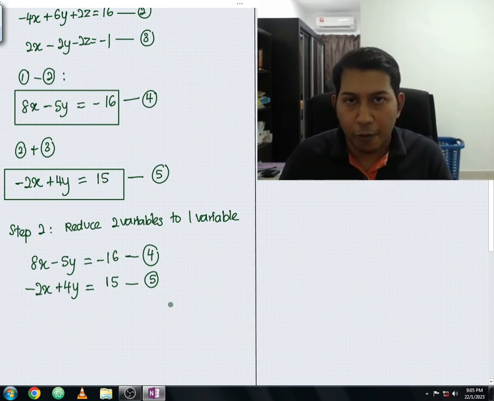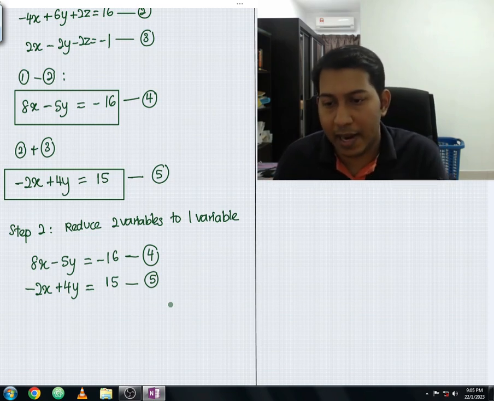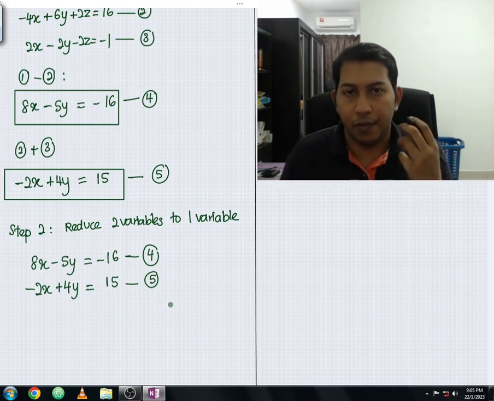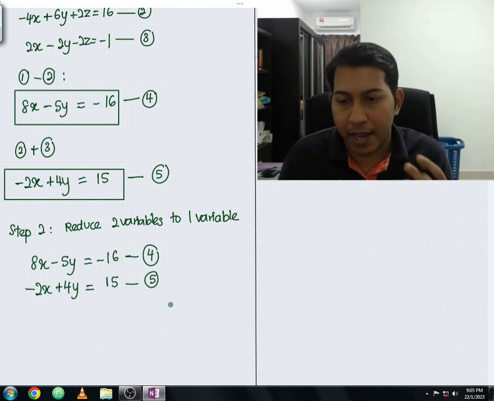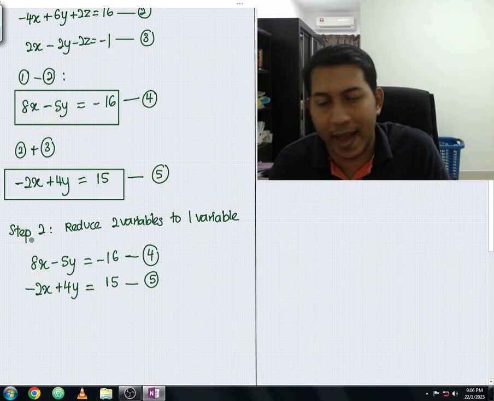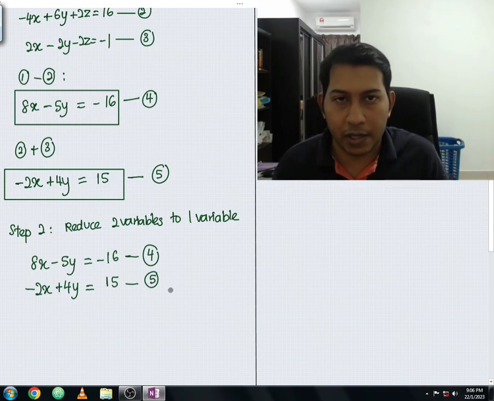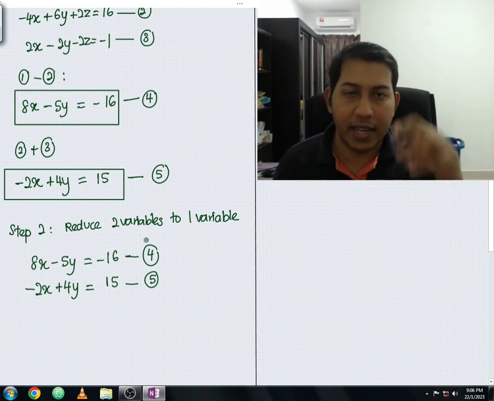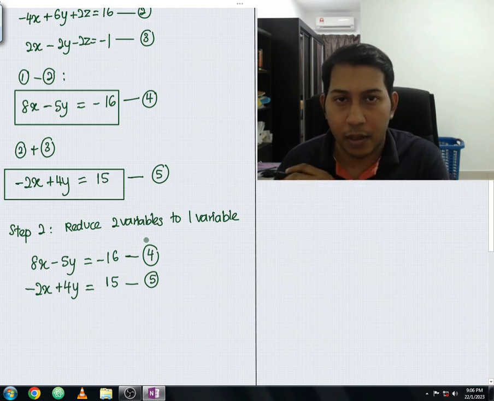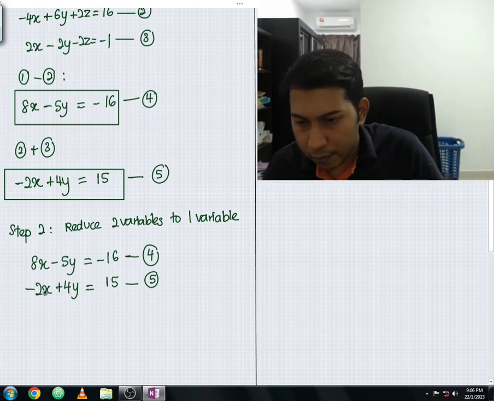Of course, now you need to choose which variable you want to eliminate. You can choose to eliminate either x or y, but in this case, to make the working easier, I will choose to eliminate the x. How am I going to eliminate the x? Very simple. Equation 5, I can literally times the whole equation by 4. When I times the whole equation by 4, the coefficient of x will be -8. So equation 4 I can easily plus with equation 5, and then the x variable will be cancelled off. Very simple. So from here we choose the x variable to eliminate.